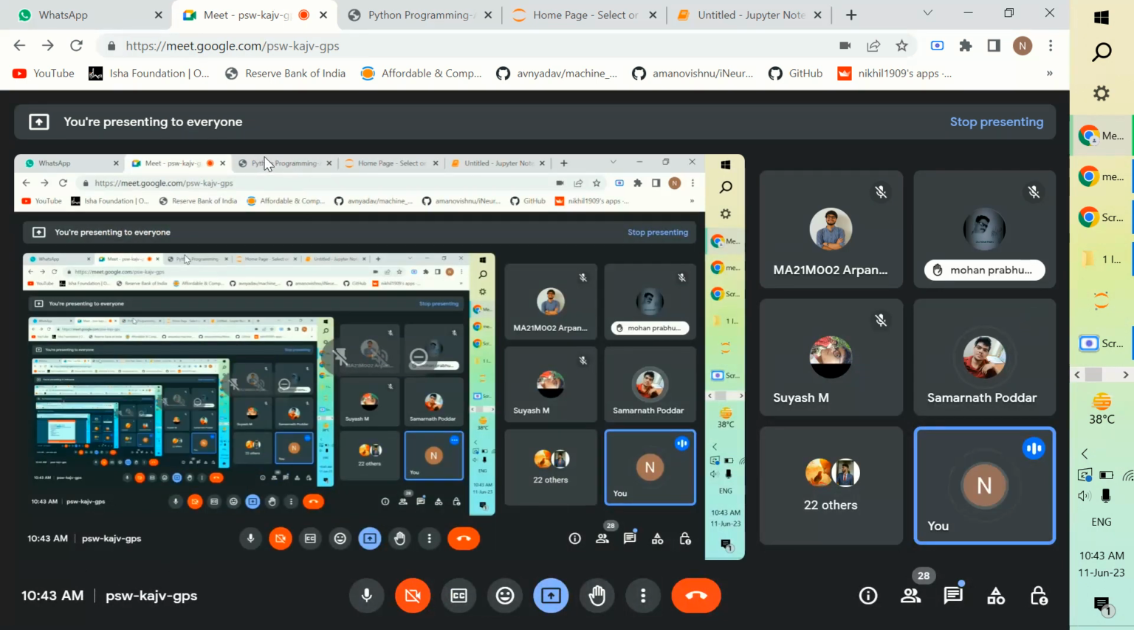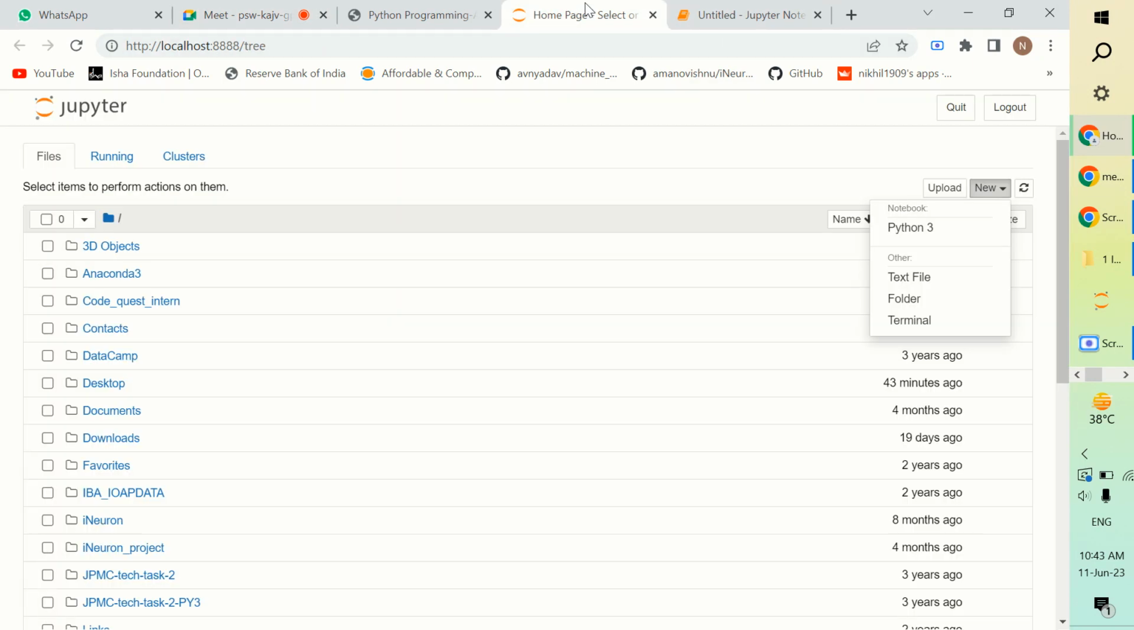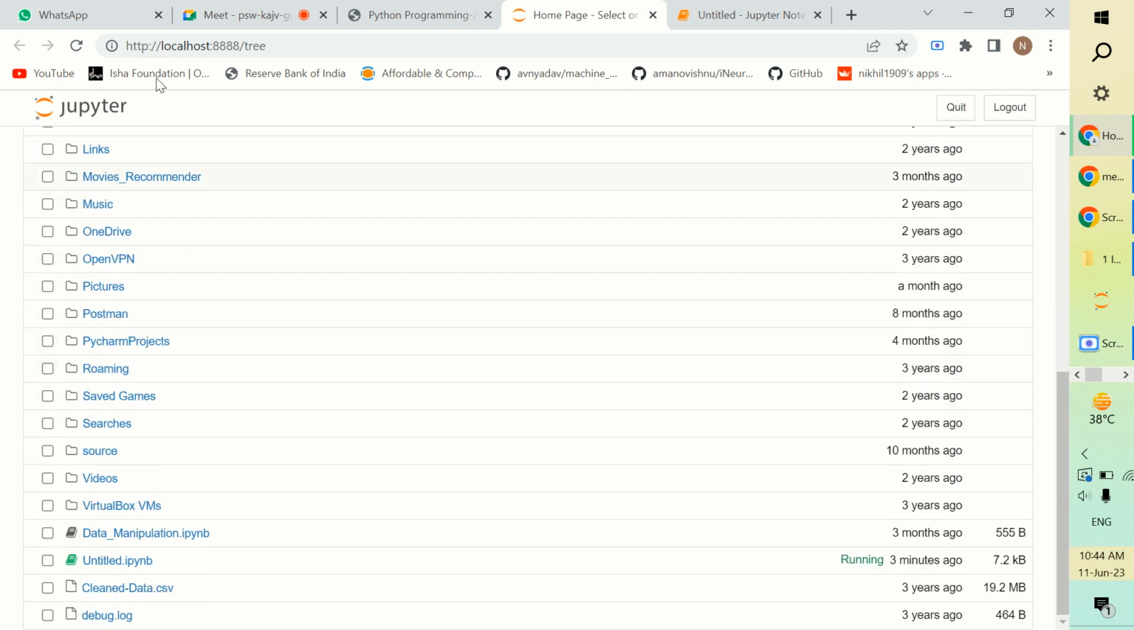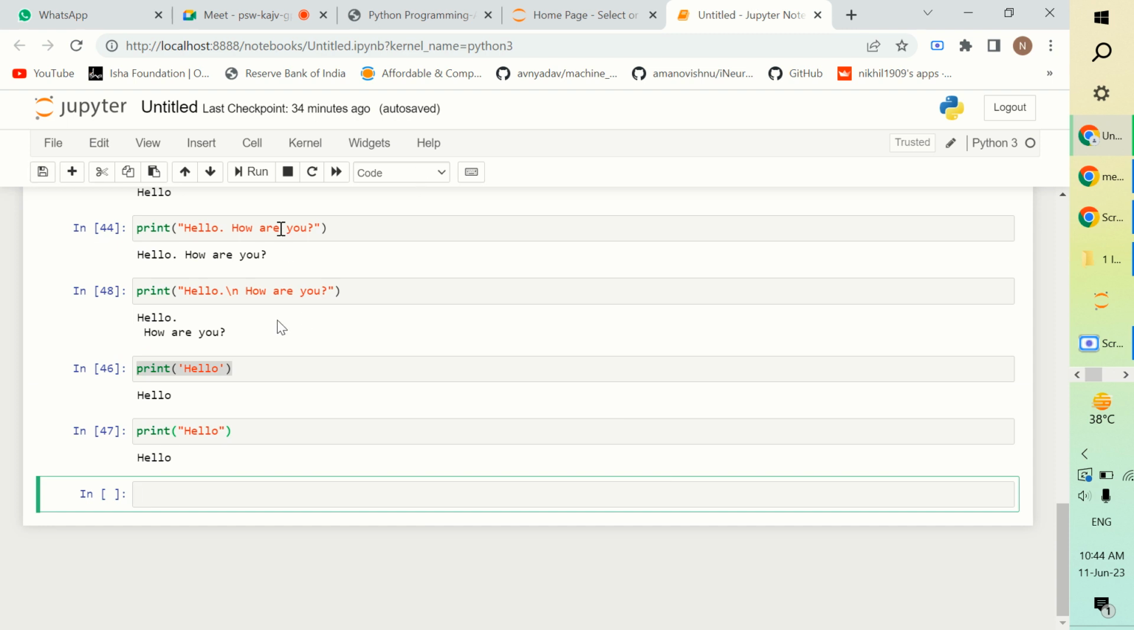जुपिटर नोटबुक के बाद उसके बाद क्या करना होगा, फिर से एक बार बोलिए। After opening the Jupyter notebook, after clicking on Jupyter notebook, you will get an interface like this. Okay, then you will click on new, then you will click on Python 3, and this Python 3 file will get opened where I am writing the code right now.